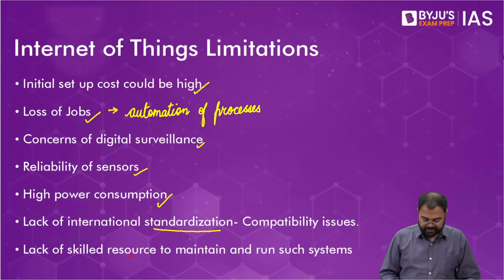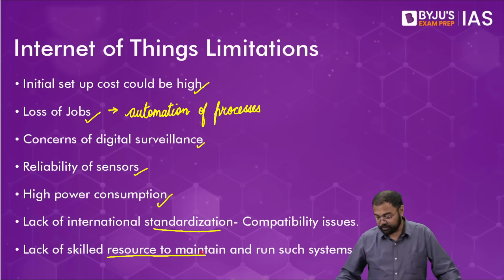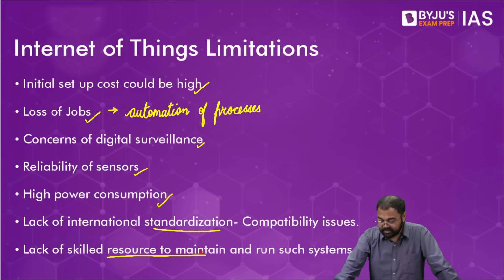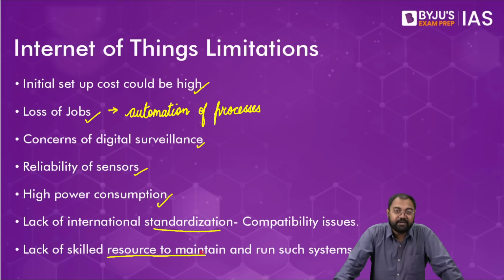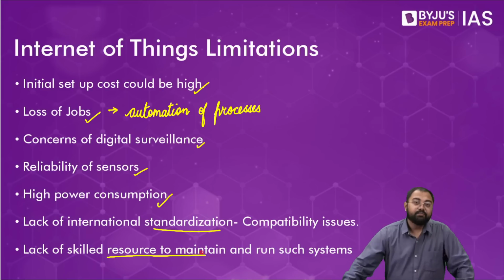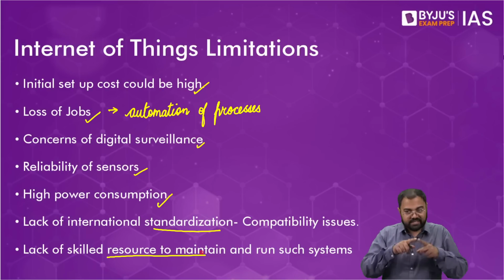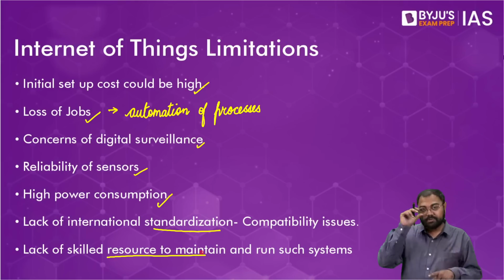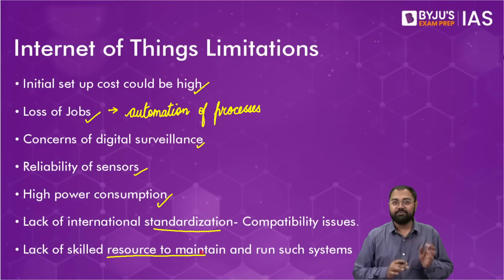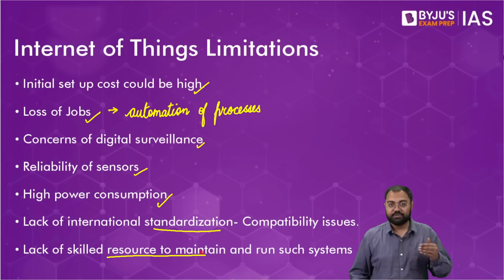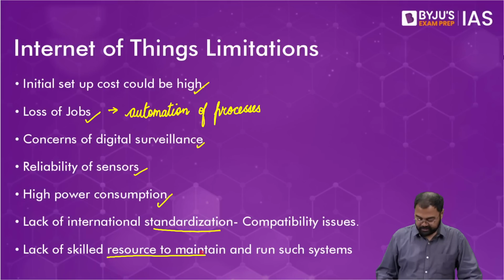And then lastly, a lack of skilled resources to maintain and run such systems. There also we see that this might be a problem because it's a new technology, still a developing technology, and in the coming days we'll still see a lot of new developments happening in this segment. And because it's a new technology, there are a lot fewer people associated with this field. So that also creates one of the issues, and we need to be aware of all these issues with regards to the limitations of Internet of Things, right?